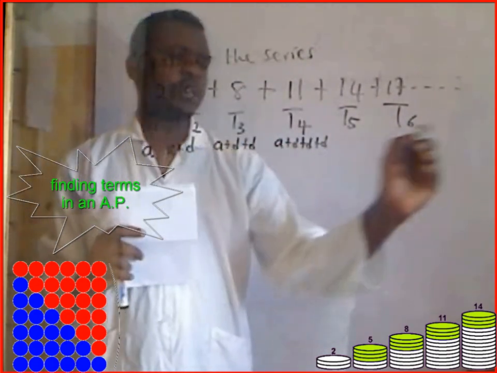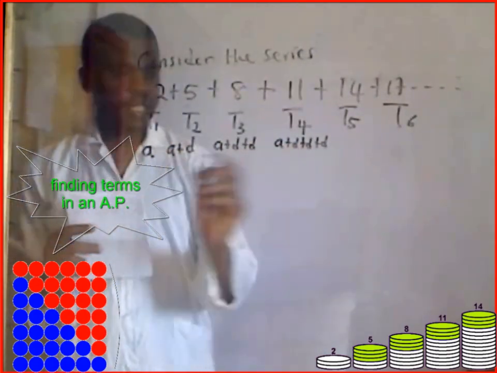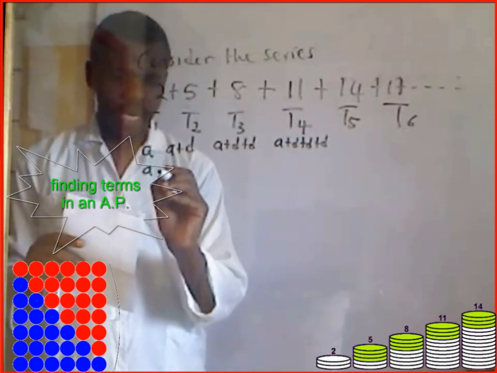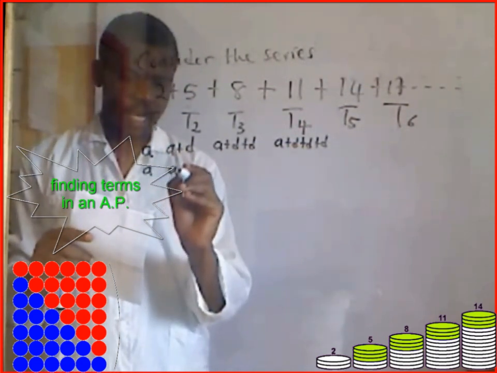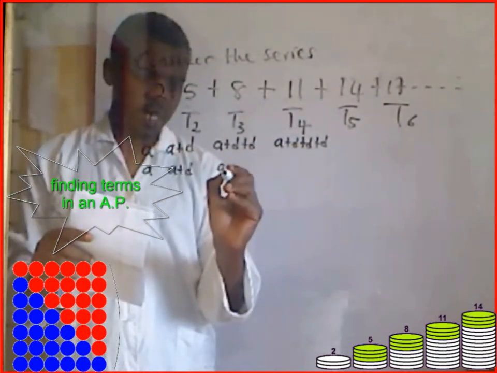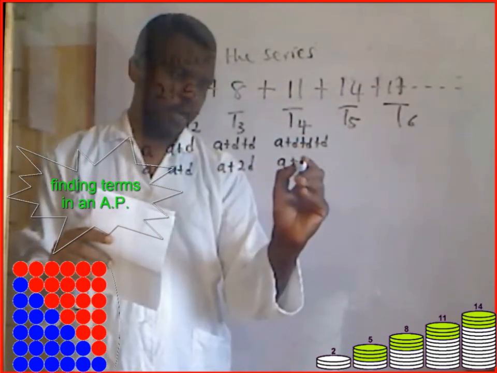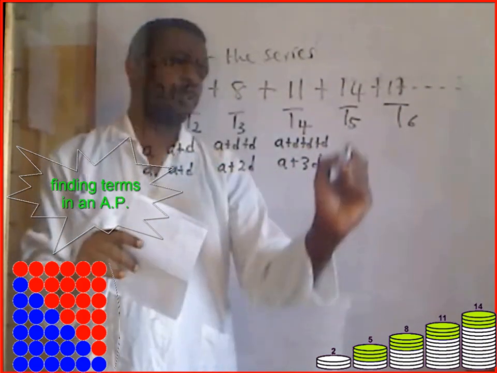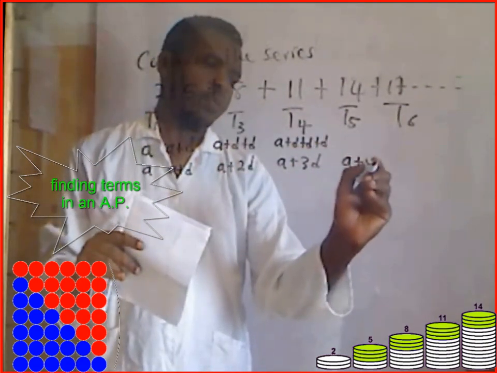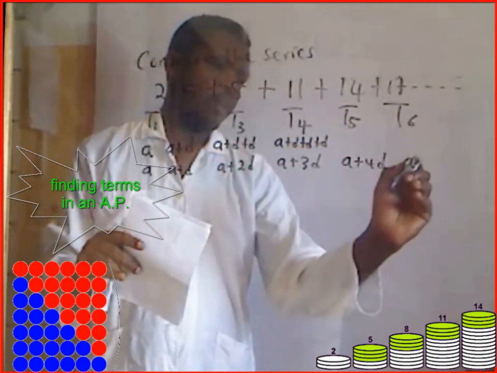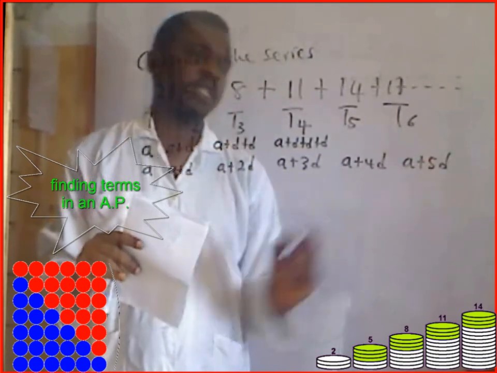And this continues. So how can I simplify this? This gives me A, this is A plus D, this is A plus 2D, this is A plus 3D, this will be A plus 4D, this will be A plus 5D.